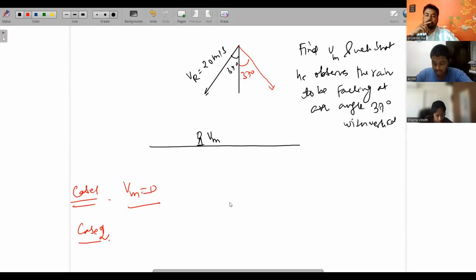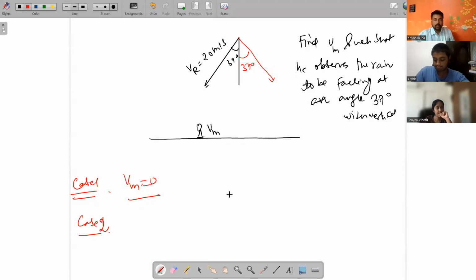Sir, I didn't get it. Okay. See, the man has to observe that rain will fall at this angle. So this is the velocity of rain with respect to man at 37 degrees.